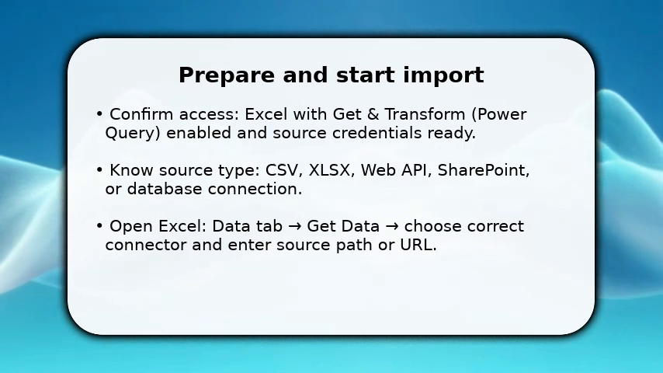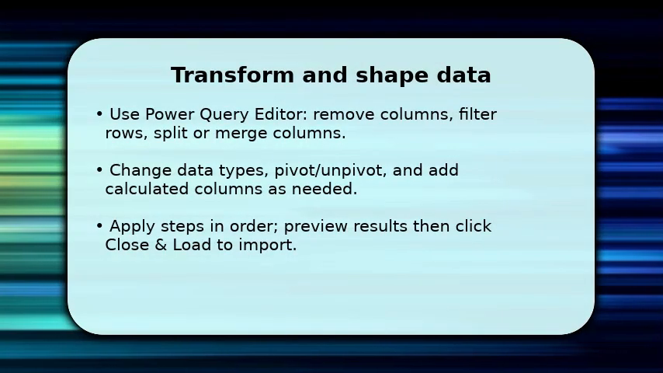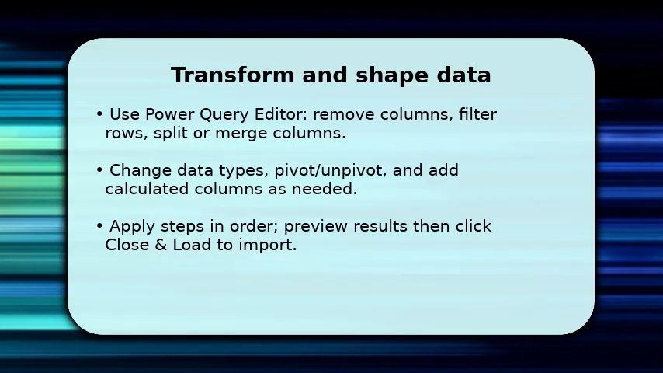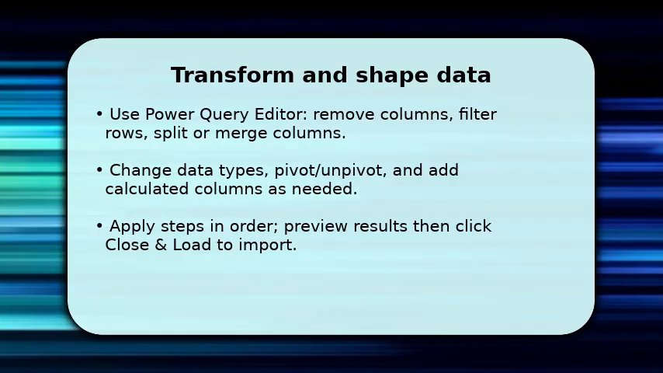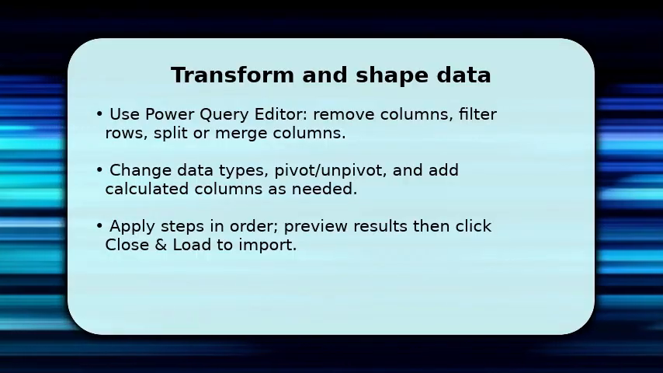Now you transform the raw feed so the sheet is usable. Load the source into Power Query Editor, then remove unneeded columns, filter out noise, split or merge fields, and set correct data types. These actions ensure calculations work downstream. Once done, add any calculated columns or pivot/unpivot operations for structure, and watch the preview to verify. When the table looks right, click Close and Load so Excel places the clean finish by saving and validating.